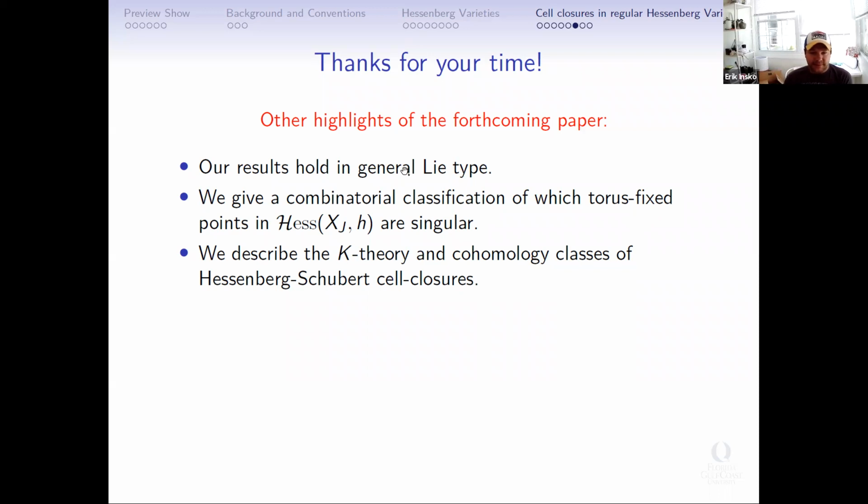We also give a classification of the singular torus fixed points in these regular Hessenberg varieties. And we describe the K-theory and cohomology classes of Hessenberg-Schubert cell closures in the cohomology of the flag variety, and the K-theory of the flag variety.